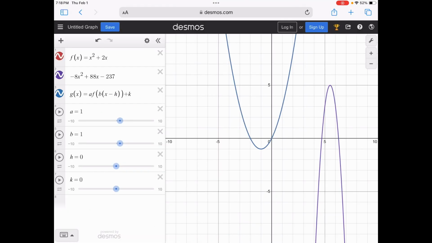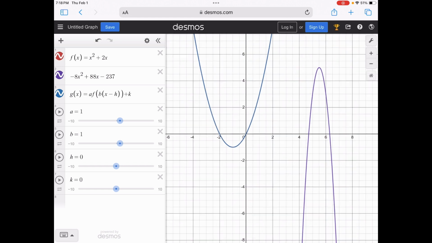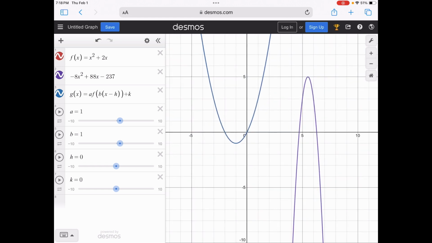All right, so let's just take a look at this really quick. That's the equation we just did, right? In red there, we've got f of x equals x squared plus 2x. I'll just move it so you can see, okay? That was our original function, the one we started with. And now in purple there, that is what you get if you graph y equals -8x squared plus 88x minus 237, which was the equation we came up with for the transformed function.